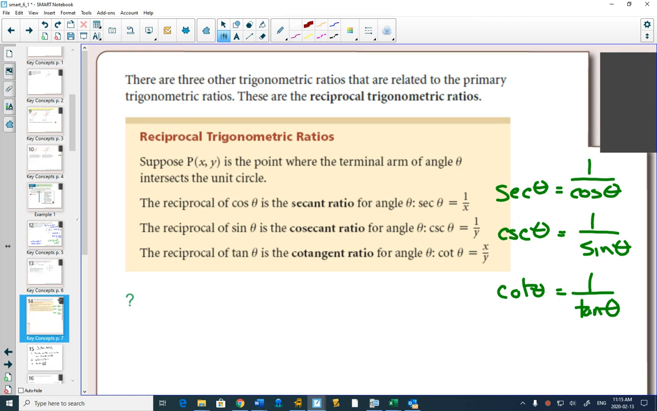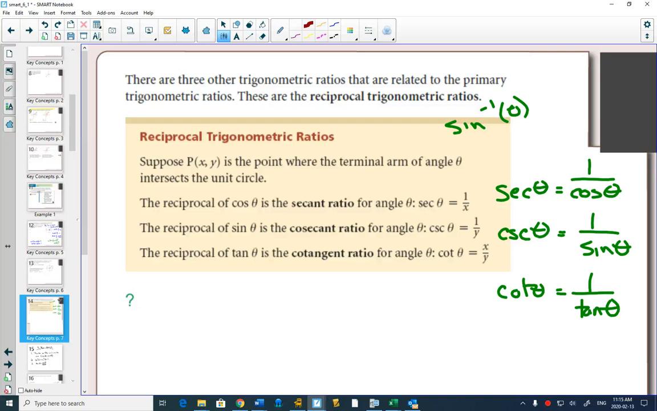Is that like when you press second? No, the second one is the inverse. Like what you're talking about is having sine inverse of theta. These are different. These are 1 over. So 1 over cos, 1 over sine, 1 over tangent.